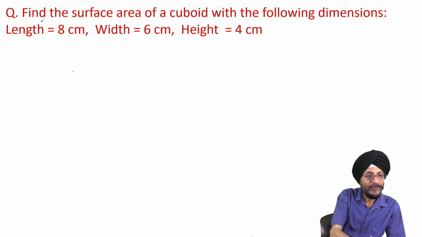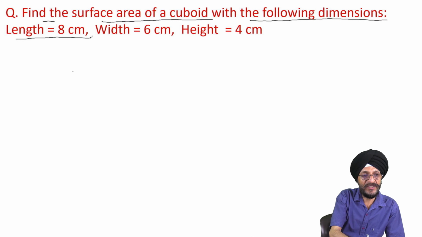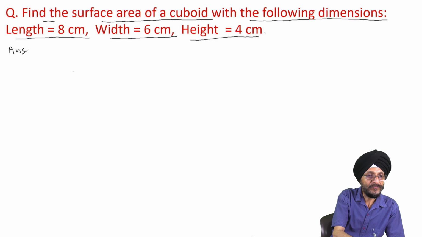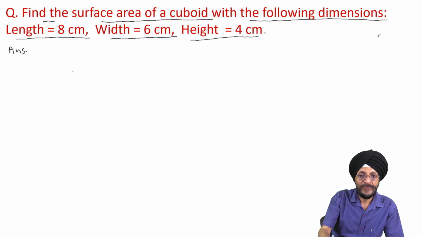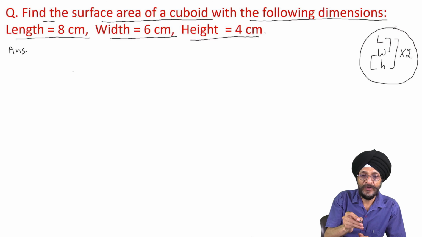Here we have to find the surface area of a cuboid with the following dimensions, and the dimensions given are: length is equal to 8 centimeter, width is equal to 6 centimeter, and the height given is 4 centimeter. As already told, we need not cram the formula. We can simply remember this picture. This is the formula for calculation of the surface area of a cuboid.